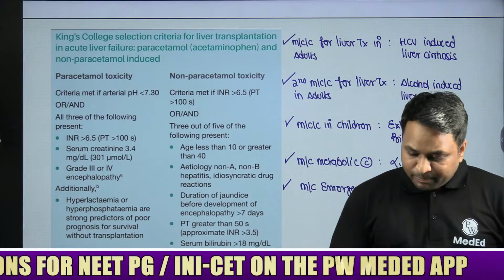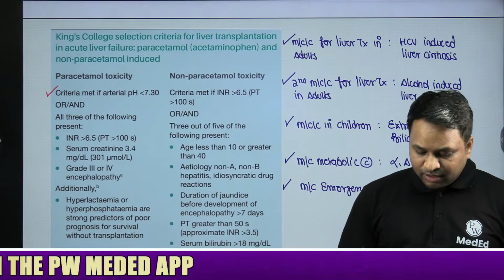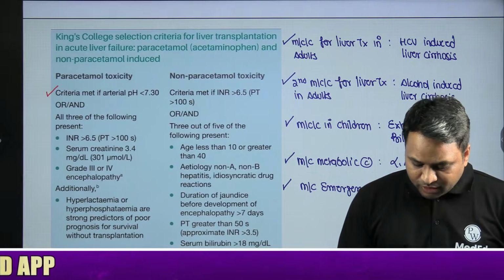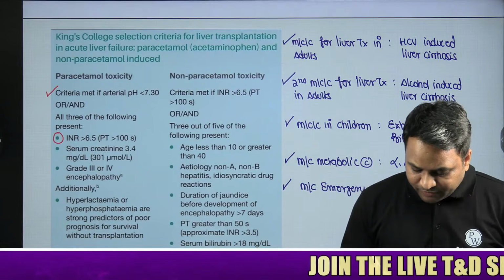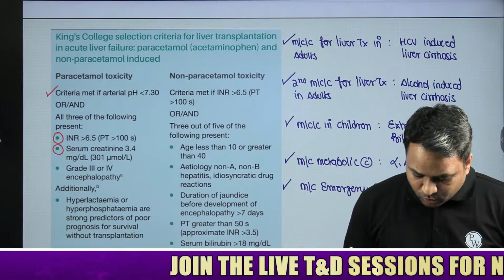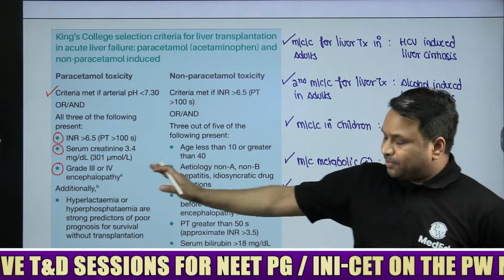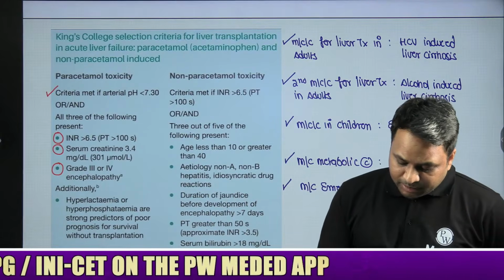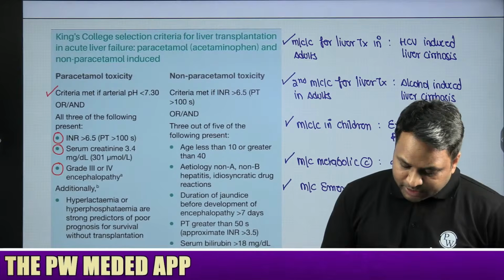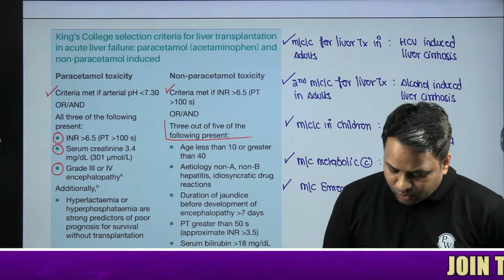Now, if it is because of paracetamol toxicity, the criteria is if the pH is less than 7 or any of the 3, right? That means if the INR is more than 6.5, creatinine is around 3.4, and if it is grade 3, grade 4 encephalopathy, right? If these are present, then you have to go with liver transplantation. For non-paracetamol toxicity, the INR is more than 6.5 with a PT of more than 100, or 3 out of the following 5.